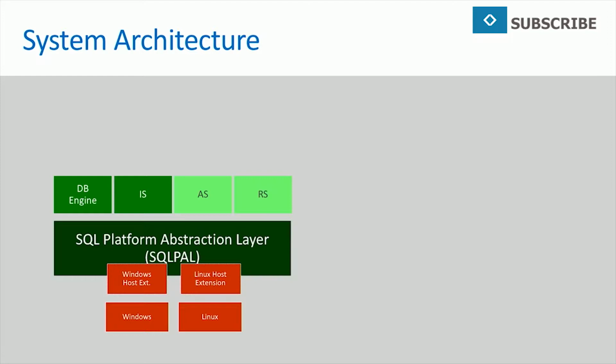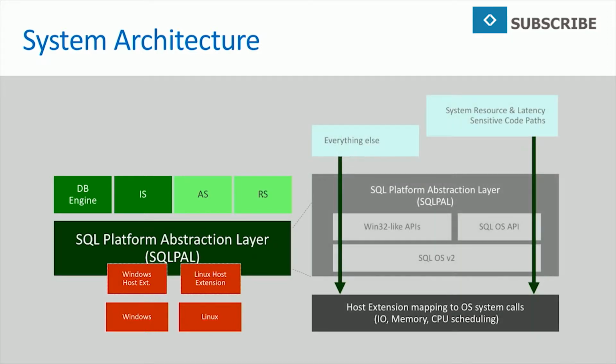But we took that project and looked at it and said, this is very interesting. One of the things they discovered is that they were able to map all of the API calls in the Win32 API layer down to about 50 application binary interface calls out to the underlying hardware. And so we combined this Drawbridge technology and the SQL OS into one thing that we now call the SQL Platform Abstraction Layer.